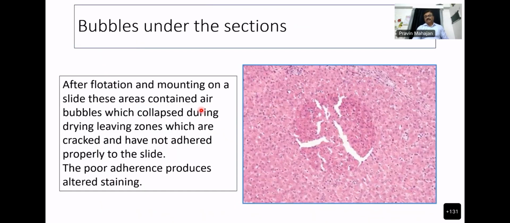Bubbles on the section, which is already mentioned: you see this circle in this tissue, wherein it has different staining properties than the adjacent tissue. This is because of the bubble which was under the section when the section was taken on the slide, and then when it was dried, the bubble collapsed, and that's why there is a cracking artifact. And because the tissue is uneven at this side, the staining has become uneven.